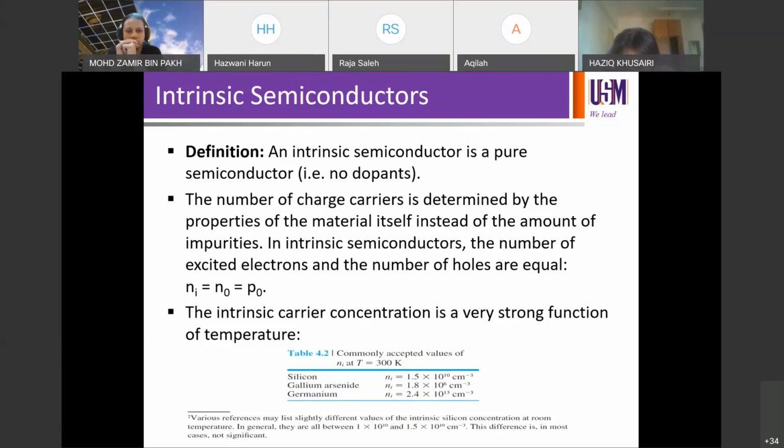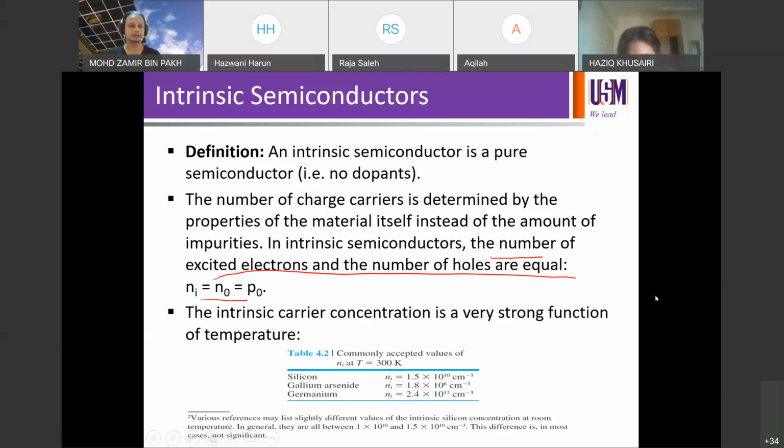Okay, in intrinsic semiconductor, the number of excited electrons and holes are equal. Okay, bear this in mind. In intrinsic, the number of excited electrons and holes are equal. Why are the numbers of excited holes and electrons equal? Why do you think they are equal?